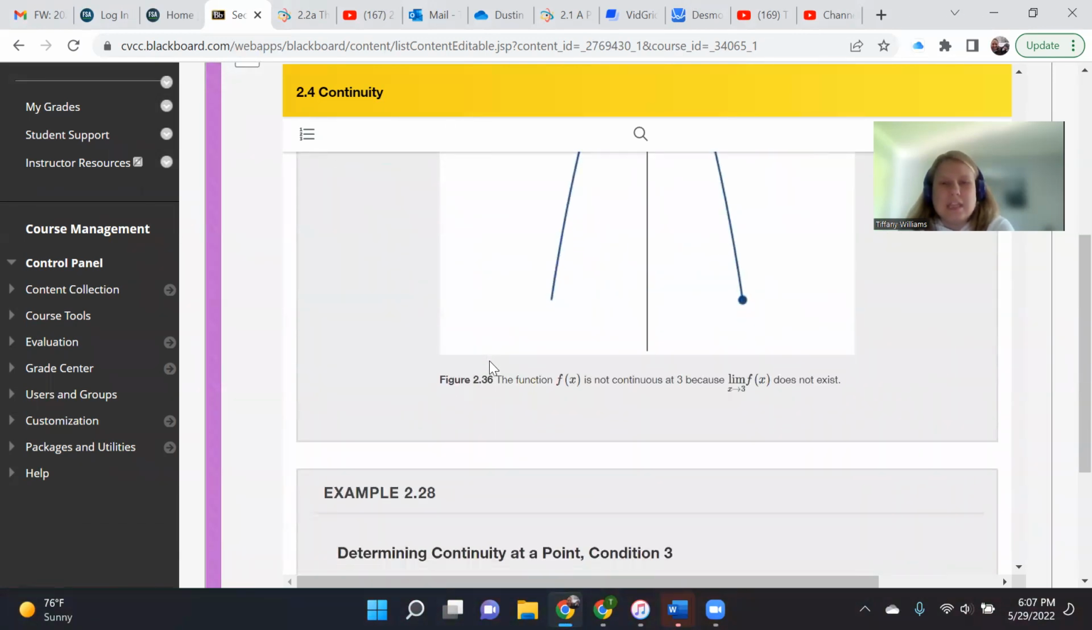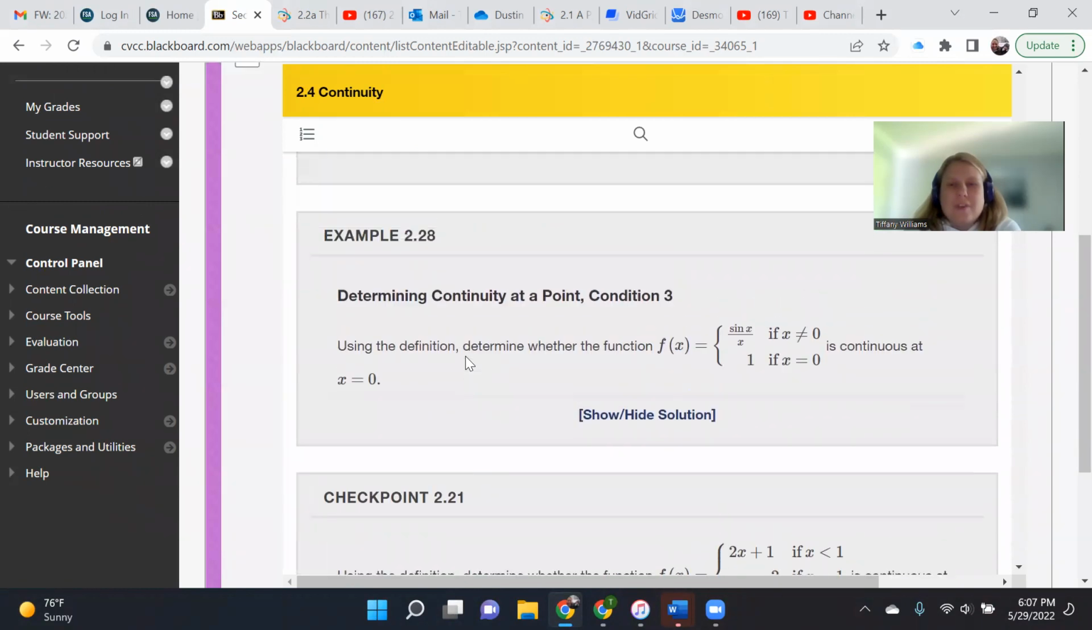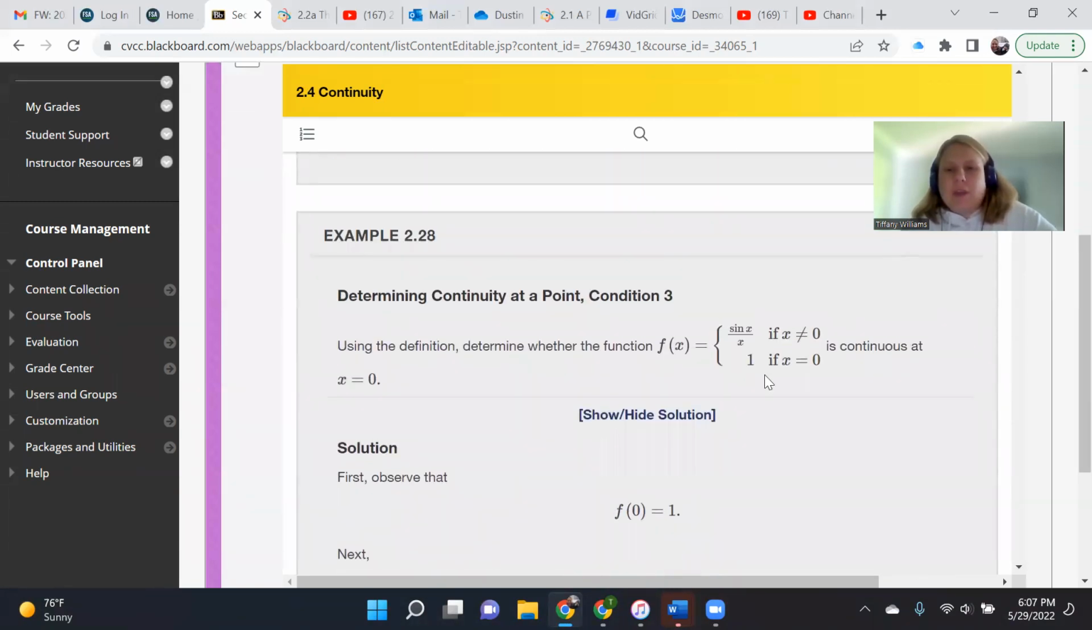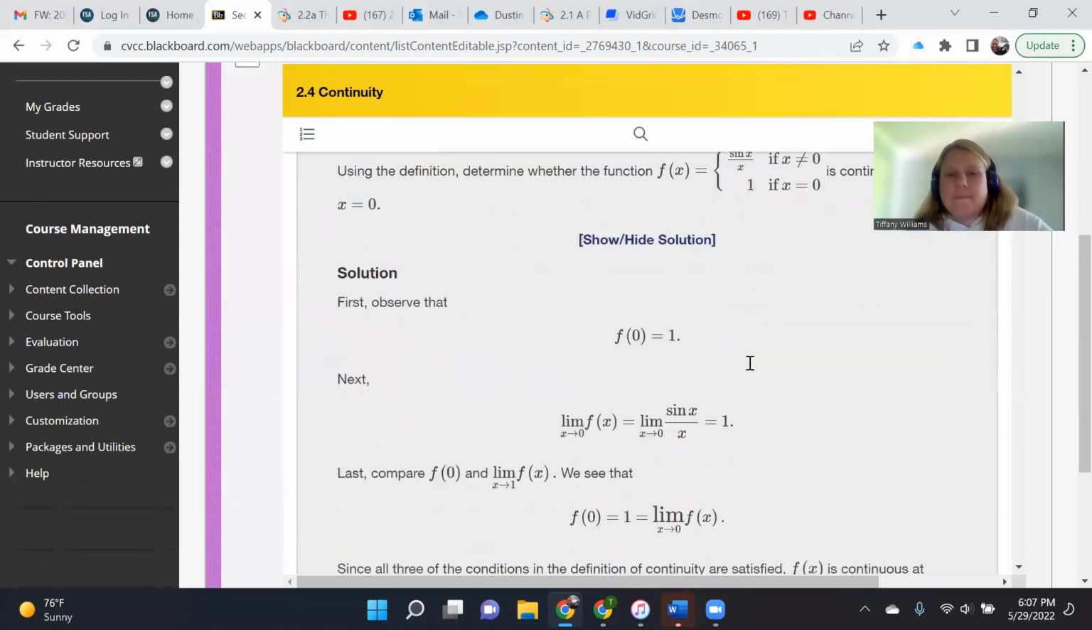So let's look at that. So we've got another piecewise defined function where we've got sine of x over x if x is not equal to 0, and then 1 if x is equal to 0. So it looks like we're filling in something here. So if we plug 0 in, we know it's got to be 1, right? So it is going to be defined because they've actually defined it for that.